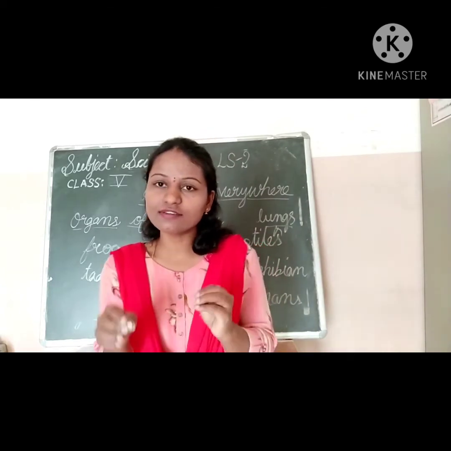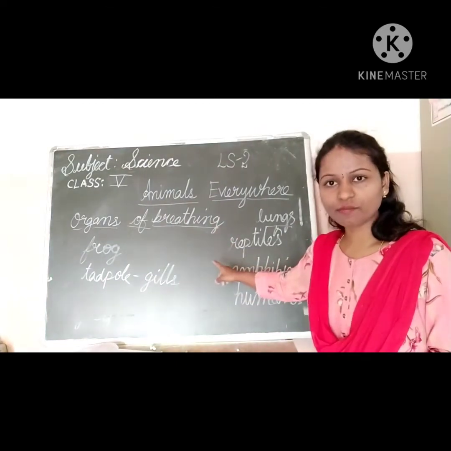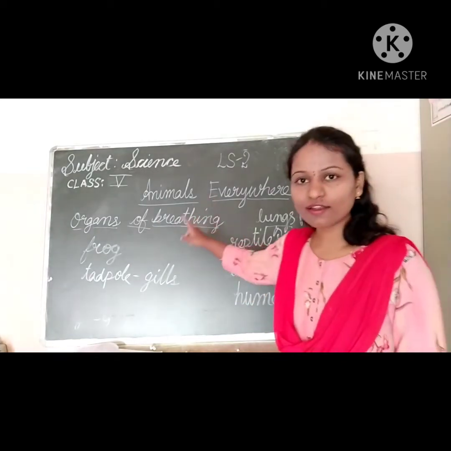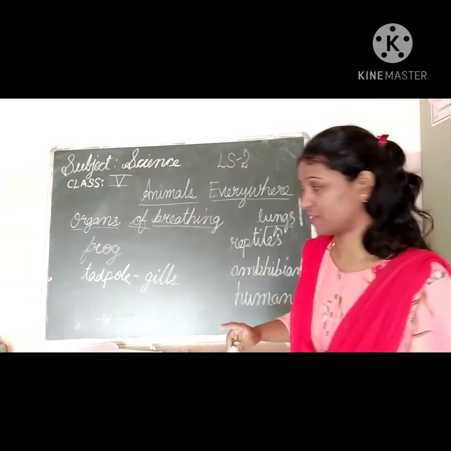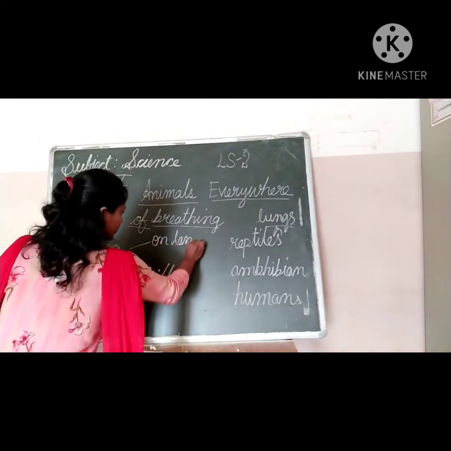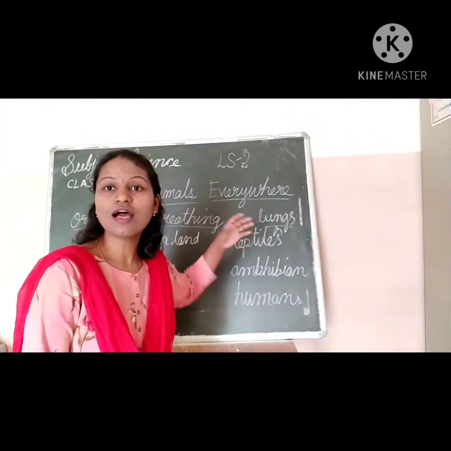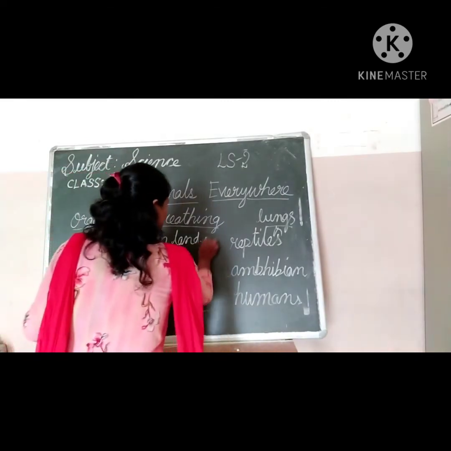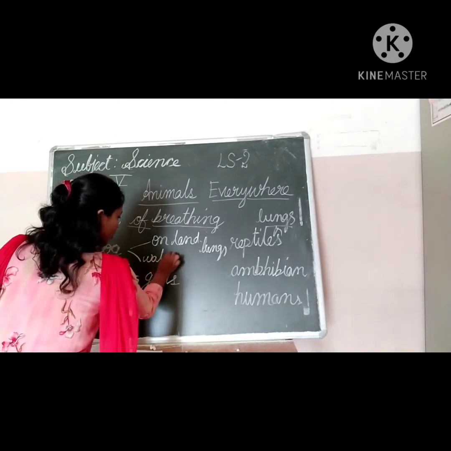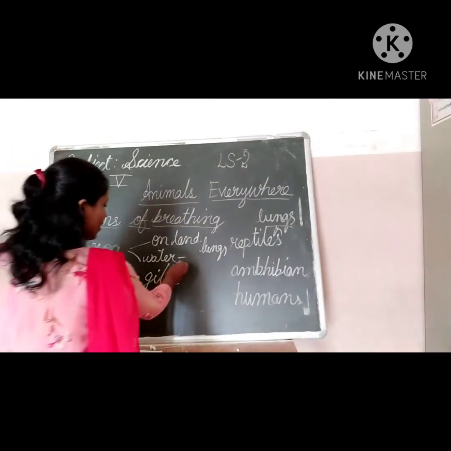Frog has a different ability to breathe. Frog is an animal which can live on land as well as in water. Okay children, on land it has lungs, and it has moist skin. So when on the land it breathes through the lungs, and in water they breathe through the skin, moist skin.